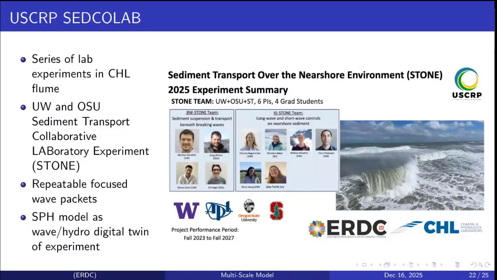One of the interesting things about this next set of experiments that I'll be able to make use of is that they're actually going to be using smooth particle hydrodynamics models as a wave and hydrodynamic digital twin of the experiment. So that means that if they do a sufficiently good job at predicting what the waves and currents are at where they're measuring it, I can assume that wherever they're not measuring it is also being reasonably well predicted. So when it comes to sparsity of data, which sometimes bites us when we're using laboratory experiment data, we'll be able to make use of these digital twin data.